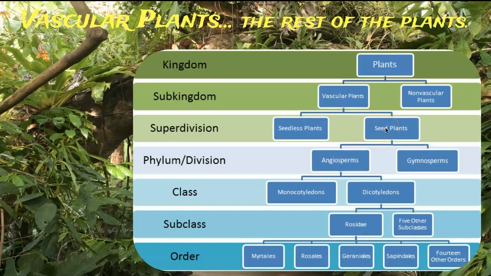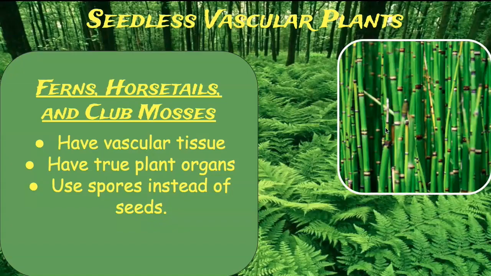So first of all, let's go ahead and look at those seedless vascular plants. These are going to be things like ferns, horsetails, which are these right here, and your club mosses. And these are, of course, going to have that vascular tissue, and they're going to have your true plant organs. They're going to have stems, which is what we see here with the horsetails. They're going to have leaves, and sometimes it's a little bit hard to see on a horsetail, but the leaves would come out here. This would be where the node is at.